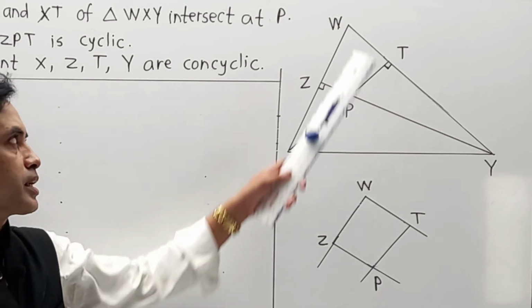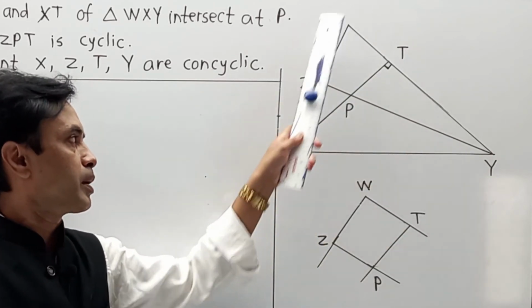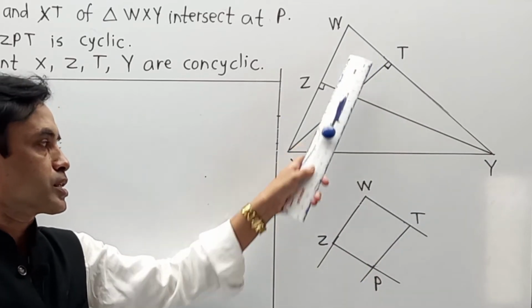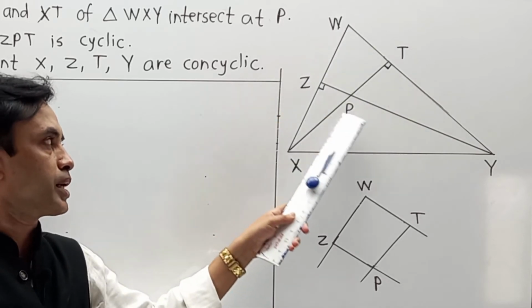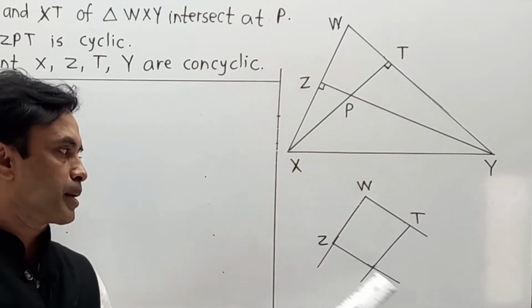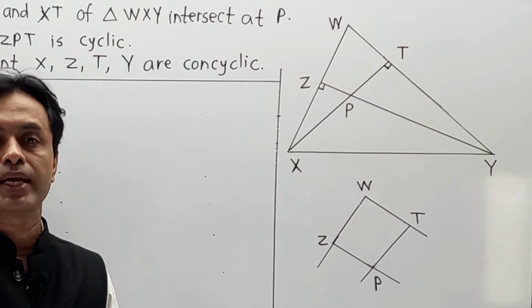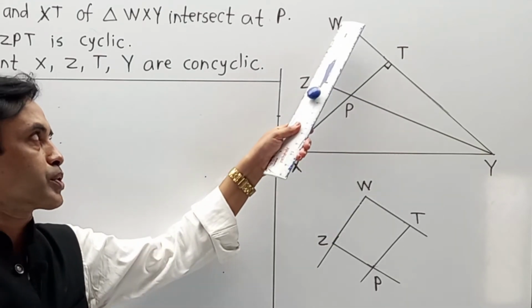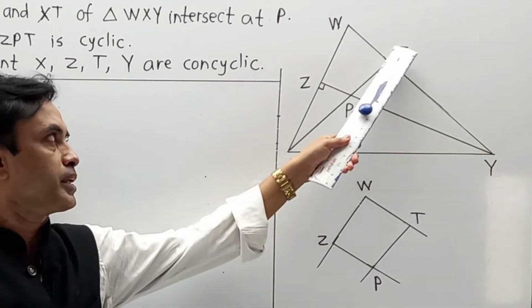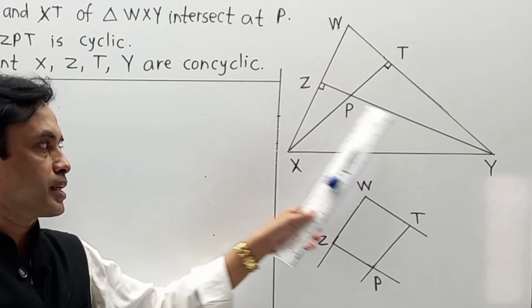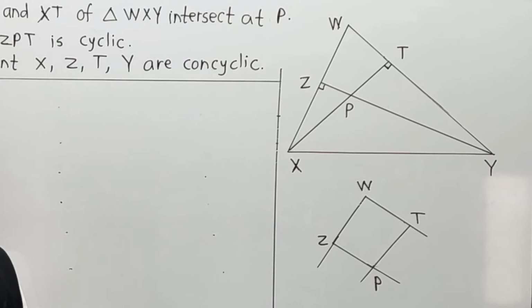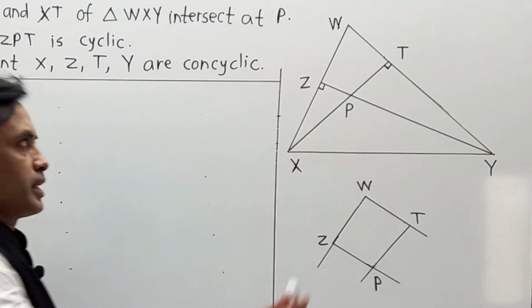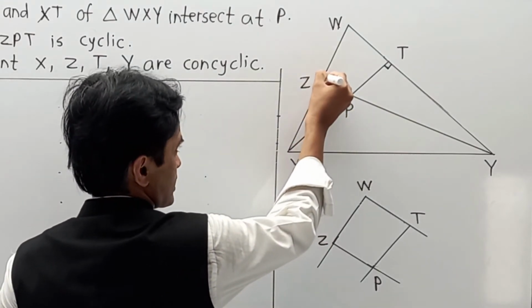As we have seen the structure of triangle WXY, the specific portion WZPT I have drawn separately. Why? Let me clarify. If you observe the diagram WZPT, here Z means YZ is perpendicular to WX, as given by them. Naturally, if the first angle is 90, its adjacent angle is also 90.